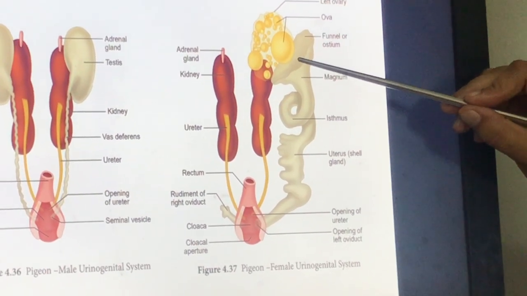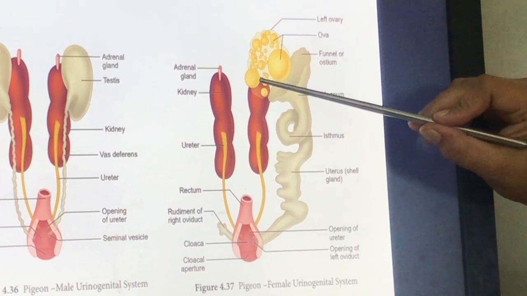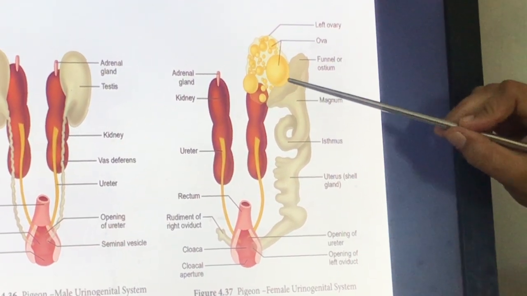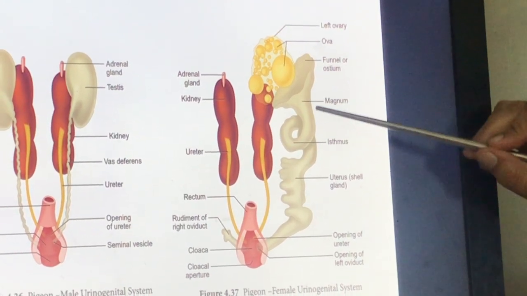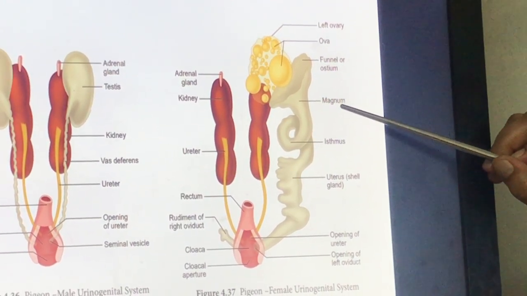It receives the ova that break out from the follicles and reach there. Then below that is the next glandular part, called the magnum.